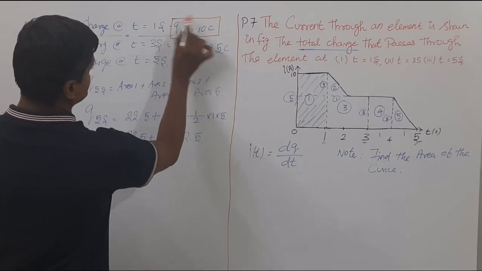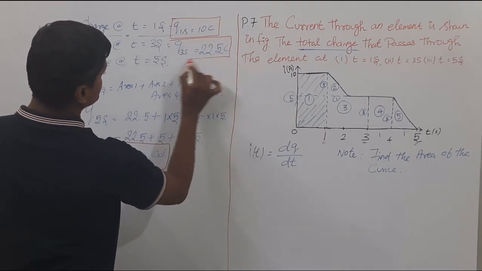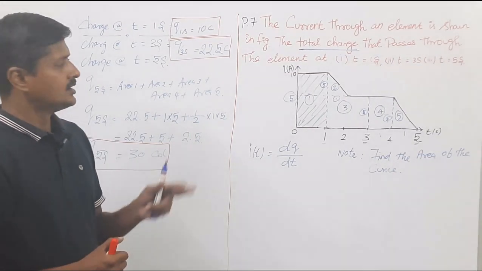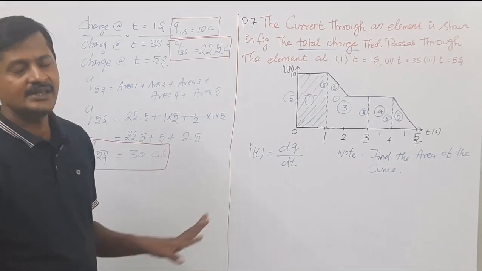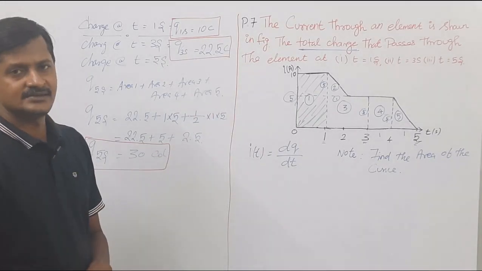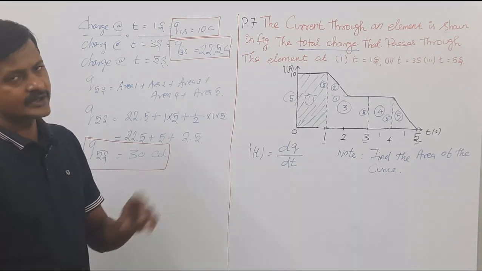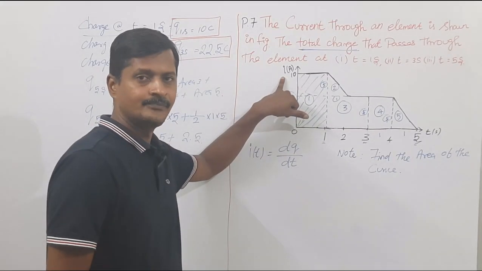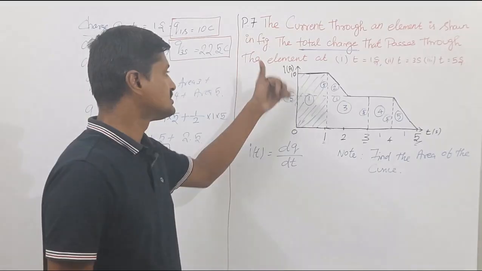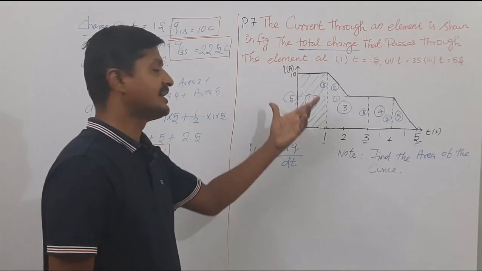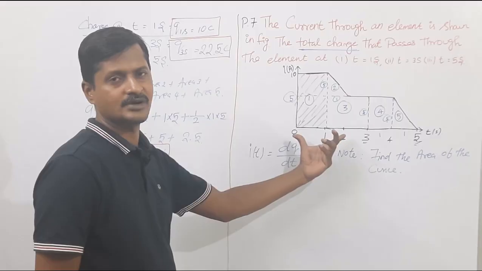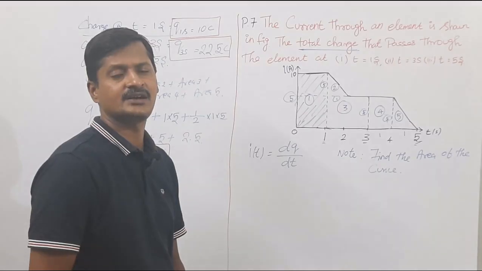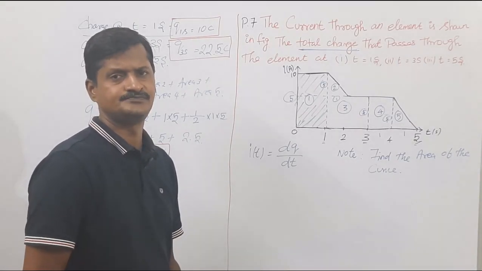Charge Q at 1 second is 10 coulombs. Charge Q at 3 seconds is equal to 22.5 coulombs. So this is another method to find the charge for a given curve. Importantly, you need to know what the wave formula is given. So the wave formula that is given is current I. So current is given and we need to calculate Q, the charge. To calculate charge we need to integrate, but a curve is given. So if we calculate the area, that area is equal to charge. Whatever area we calculate is equal to charge.